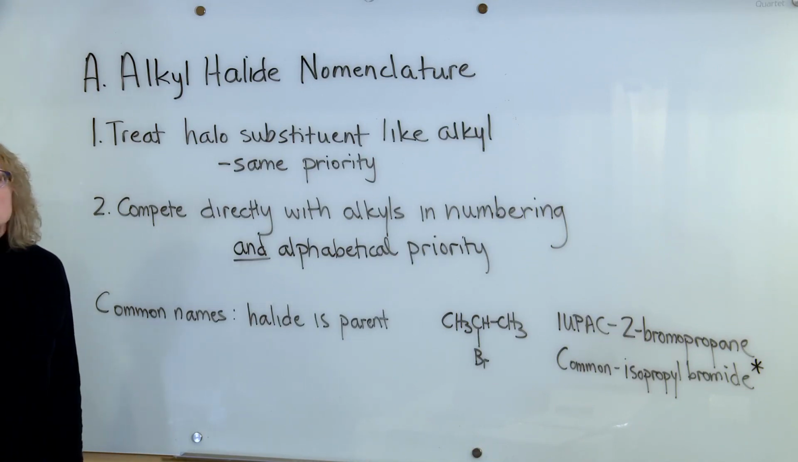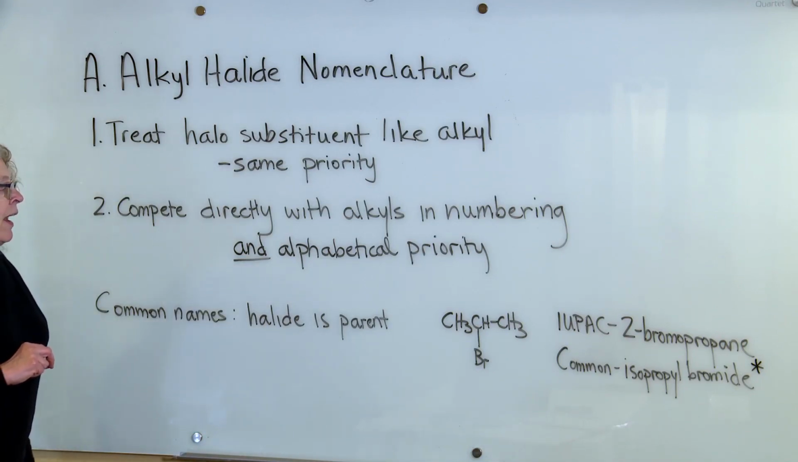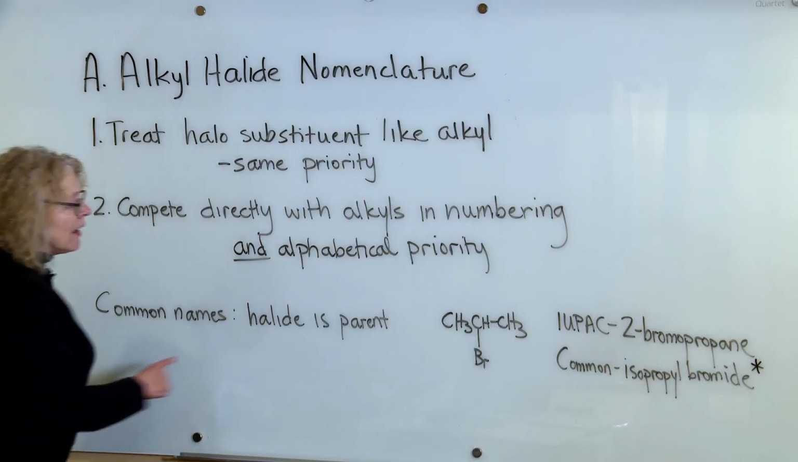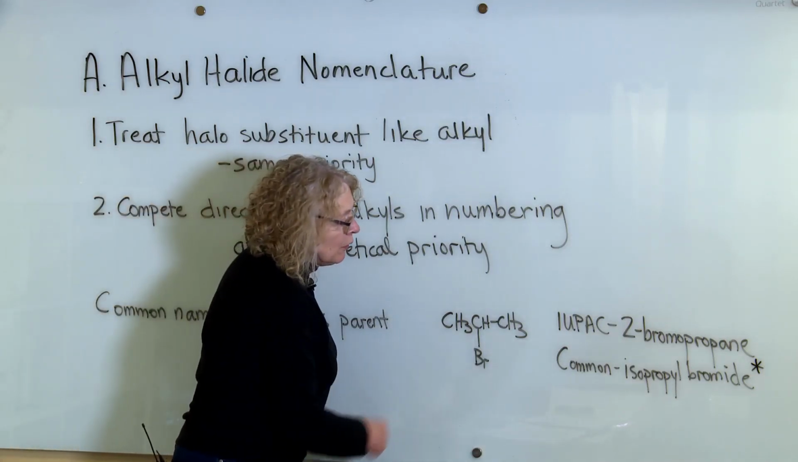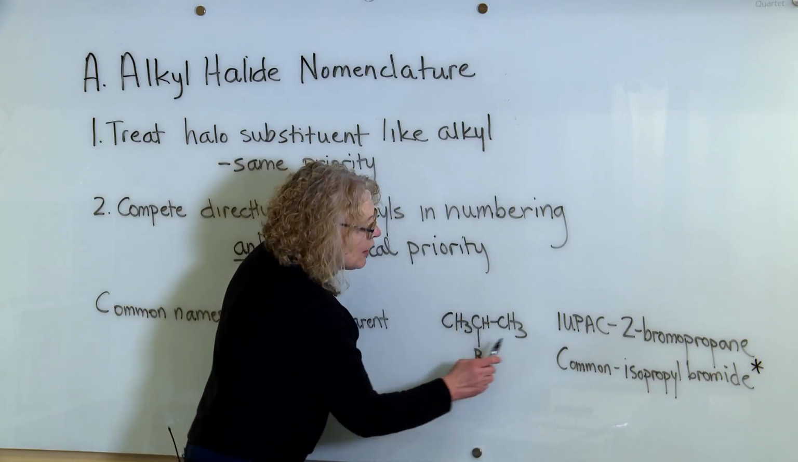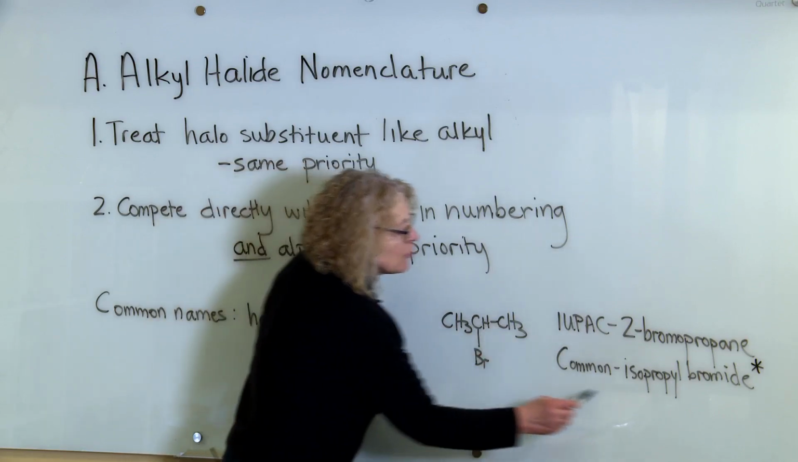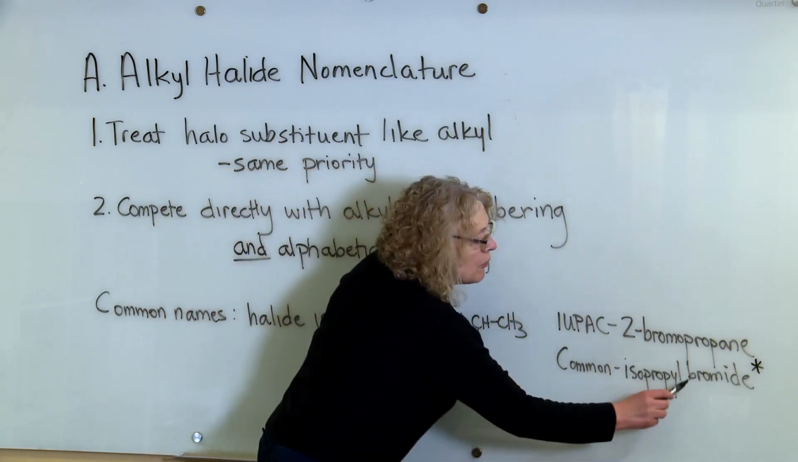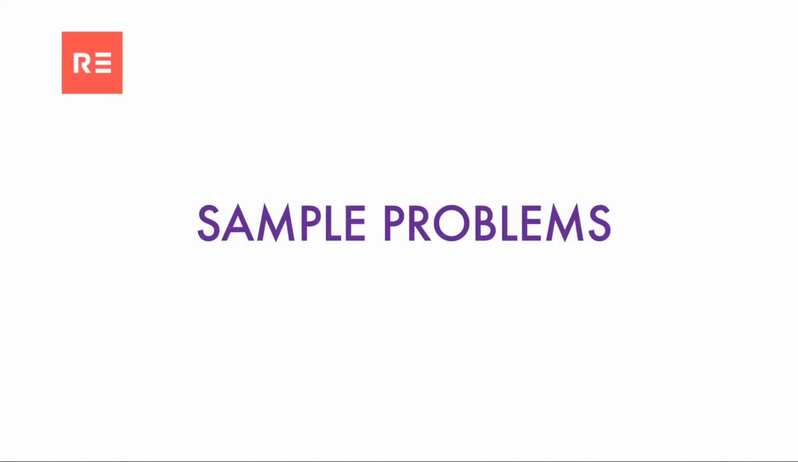Common names are used very often for the smaller haloalkanes. And when you have a common name of an alkyl halide, the halide is actually the parent. So for instance, in this molecule, the IUPAC nomenclature would be 2-bromopropane, but in common nomenclature, the parent would be a bromide, and we would call this an isopropyl bromide. Pause and try these problems, then we'll solve them together.